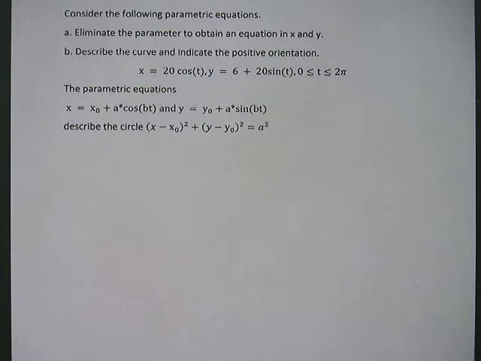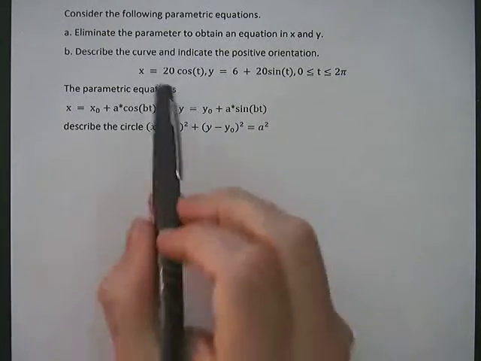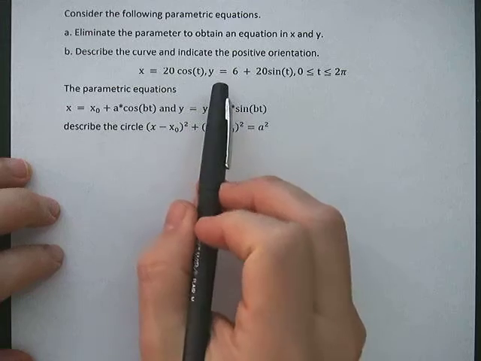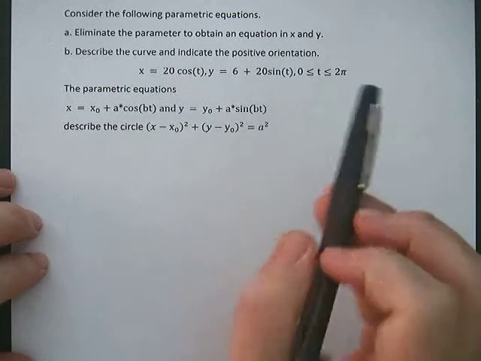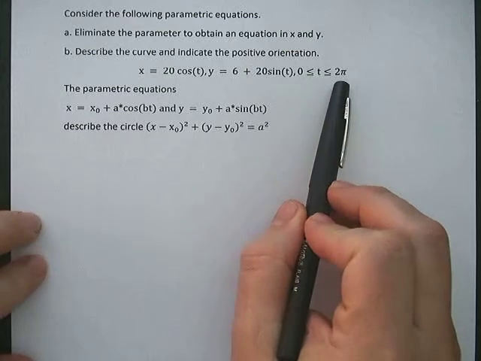Consider the following parametric equations. Eliminate the parameter to obtain an equation in x and y. Describe the curve and indicate the positive orientation. We've got the equation x is equal to 20 cosine t. Then we've got y is equal to 6 plus 20 sine t on the interval 0 to 2 pi.